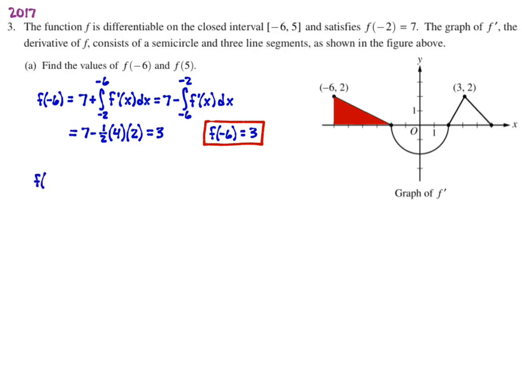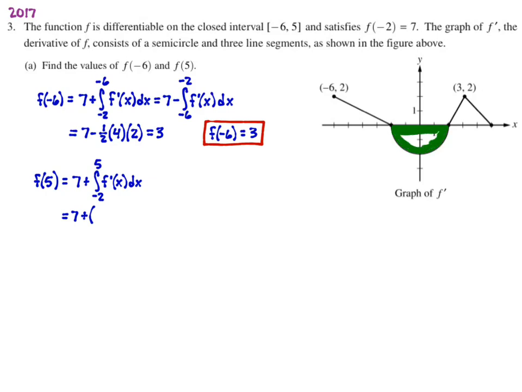For f of 5, we're going to do the same thing. F of 5 equals 7 plus the integral from -2 to 5 of f prime of x dx. Again, initial condition plus the integral of f prime, making sure that the x value of the initial condition is on the lower bound while using the y value of the initial condition. So here we don't have to flip this one because we're going from -2 to 5. So we would say 7 plus, well, from -2 to 5, we're looking for the integral from here all the way over to here. So I'm going to split that into 2 different pieces.